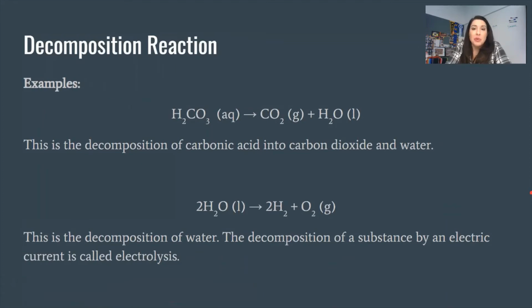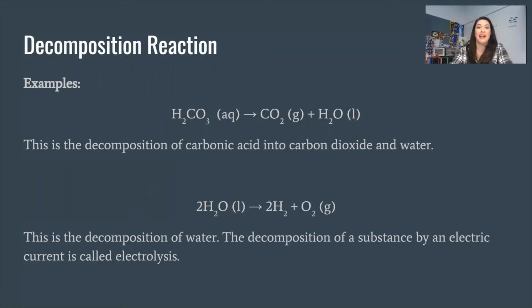So a couple of examples of decomposition include aqueous carbonic acid decomposing, breaking apart into smaller, simpler substances, carbon dioxide gas, and H2O. And we've also seen in class the other day the decomposition of water. A substance that is decomposed by an electric current, we call this electrolysis. So another way of saying it is the electrolysis of water.